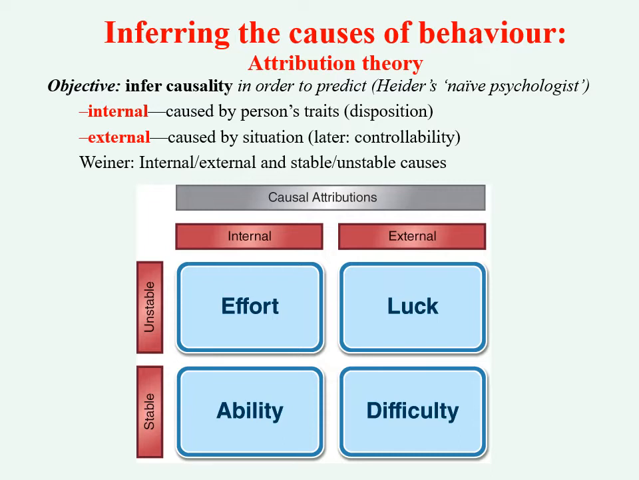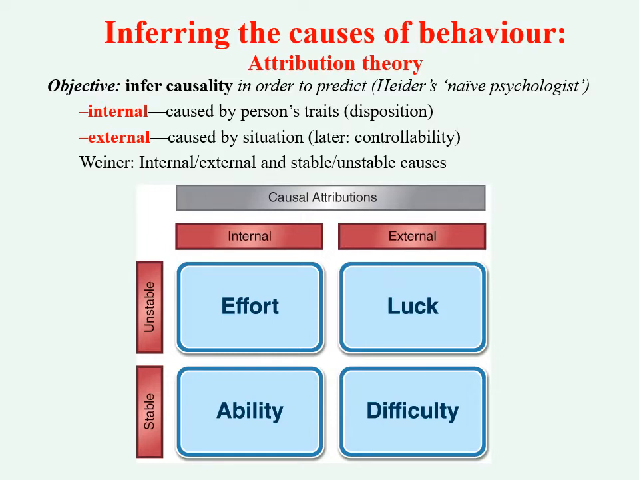Now, if we combine internality and externality, and we add an additional causal dimension, which is whether the cause is stable or unstable, then we can create a classification system for the possible causes of behavior by combining internality, externality, and stability and lack of stability. This was the model that was put forward by Weiner. So Weiner argued that essentially there are four kinds of causal categories that humans look for.